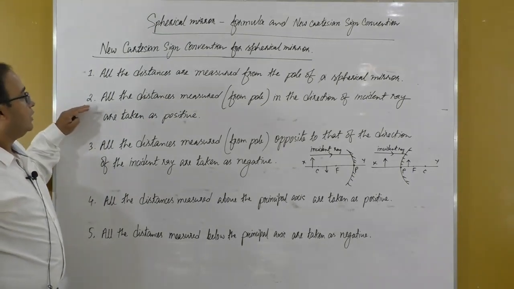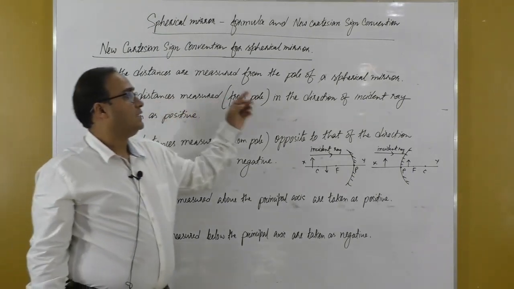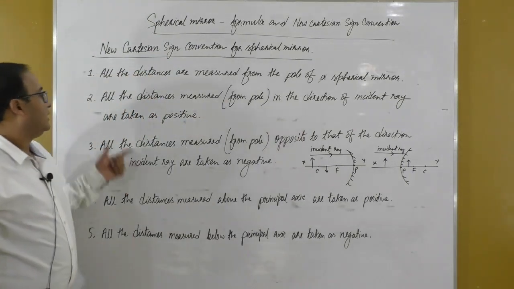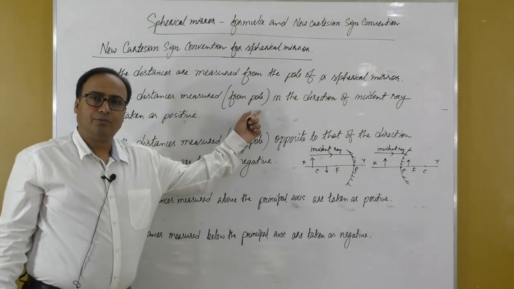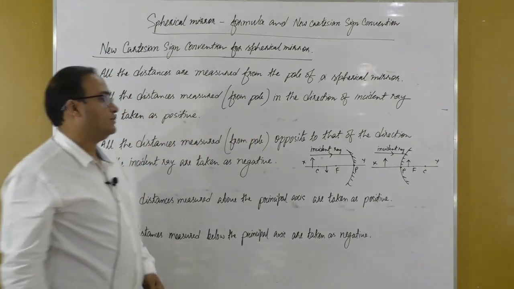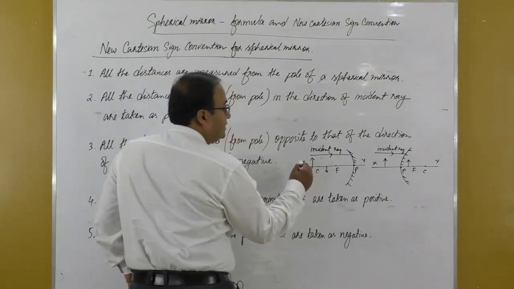Point number 2: all the distances measured in the direction of the incident ray are taken as positive. As we know that distances are measured from the pole, any distance which is measured in the direction of the incident ray.